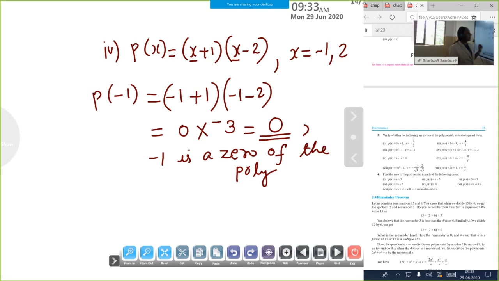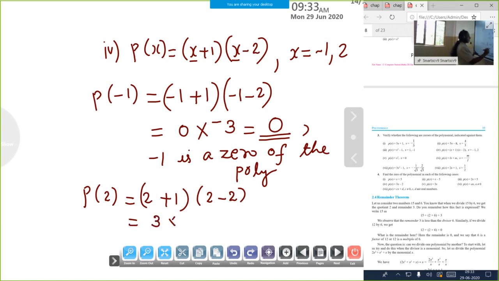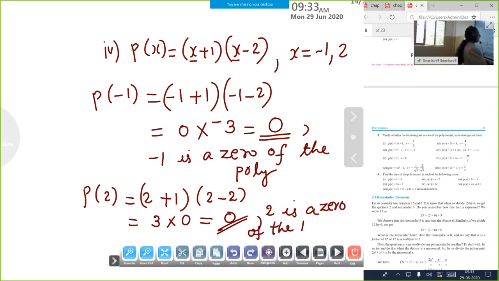Same way, we need to substitute 2. Our next value is 2. P of 2 equals, in the place of x, we need to substitute 2. 2 plus 1, that's our first bracket. Second bracket, 2 minus 2. Solve it. What is 2 plus 1? Is 3 into, what is 2 minus 2? 0. What is 3 into 0? 0. We got the answer 0. So what you can write? 2 is a 0 of the polynomial.